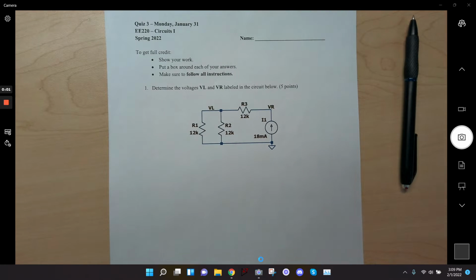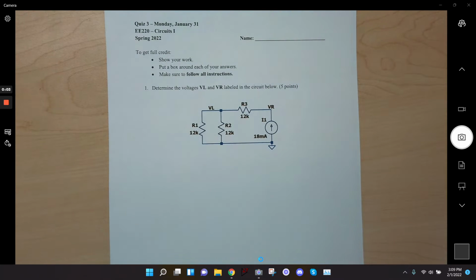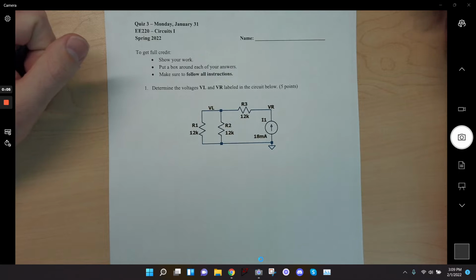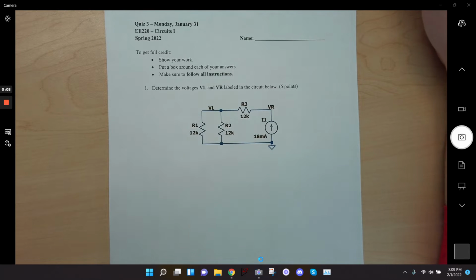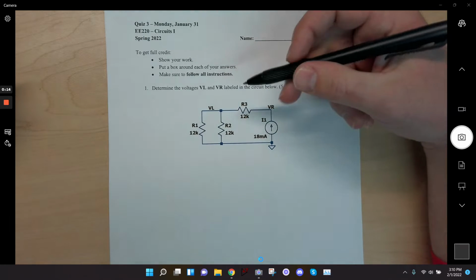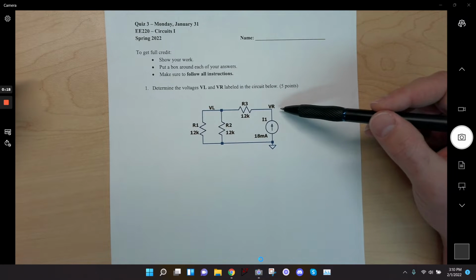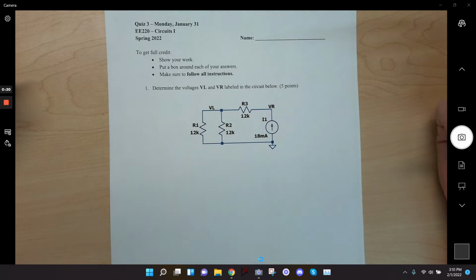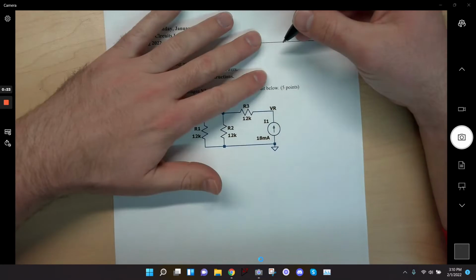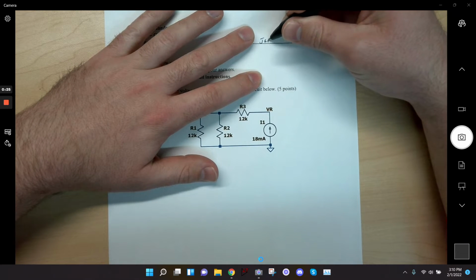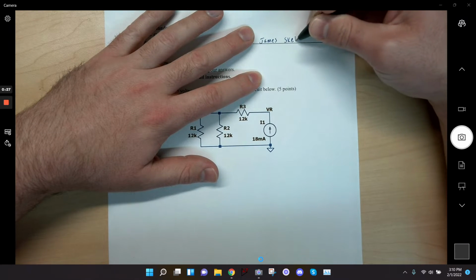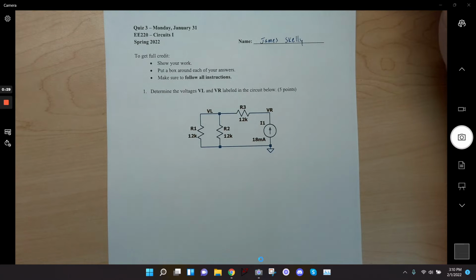Alright guys, I'm looking at the scores from yesterday's quiz, and it seems like a lot of people had a little bit of a hard time understanding exactly how to solve this problem. Most people got VL correct, and a lot of people got VL correct and VR incorrect. So I just want to solve the quiz and go over what most people did wrong, so that you guys don't make this mistake in the future.